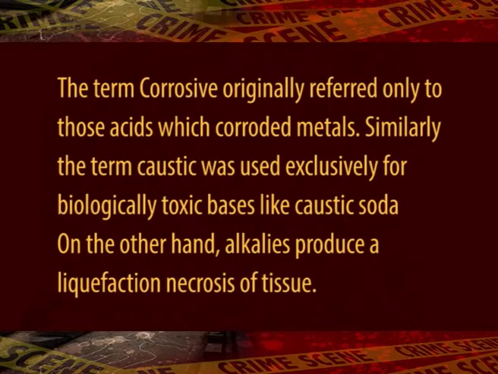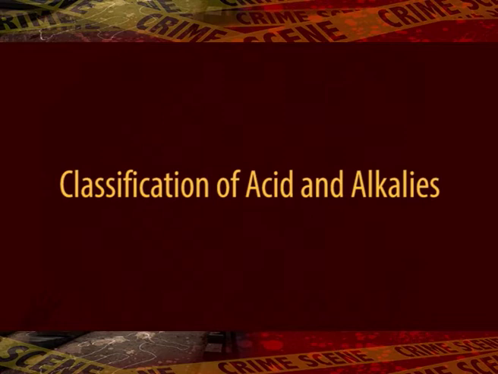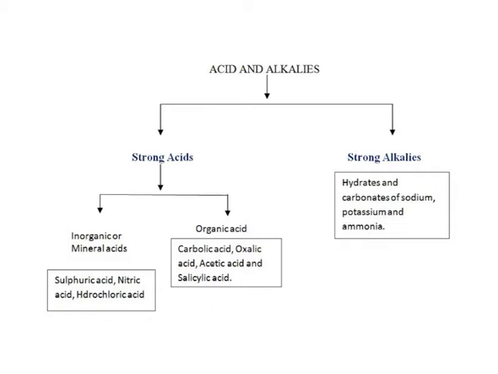Dear student, as you know, there are many acids and alkali, but in forensic science, we will only learn about corrosive acids and alkali. The term corrosive originally referred only to those acids which corrode metal. Similarly, the term caustic was used exclusively for biologically toxic bases like caustic soda. On the other hand, alkalis produce a liquefaction necrosis of tissue. Classification of acids and alkalis. Acids and alkalis could be classified as strong acids and strong alkalis.